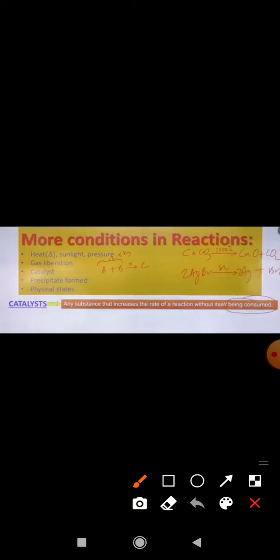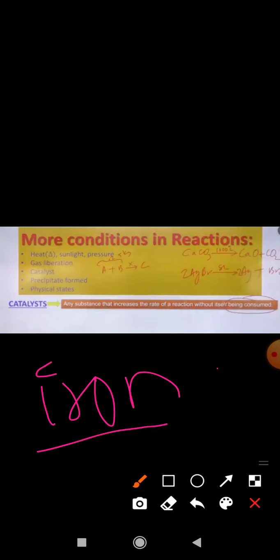When we use gas liberation in a reaction, iron and silver react, and gas is released. This is known as gas liberation. It is done by the gas liberation condition. So let's move on to an important condition in reactions, the catalyst.